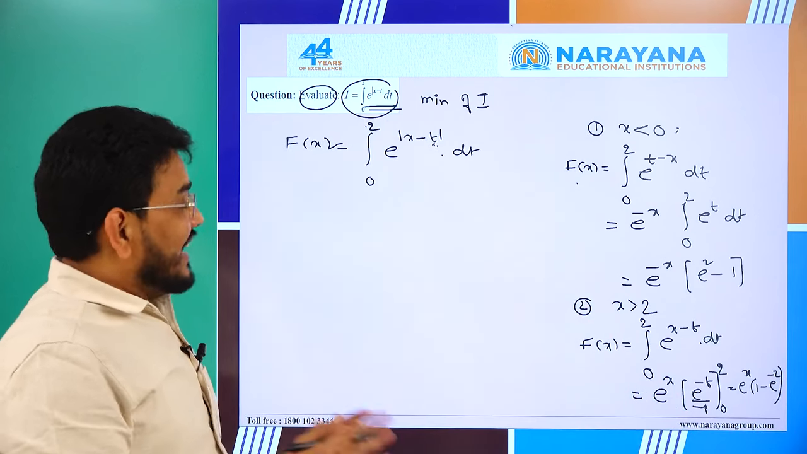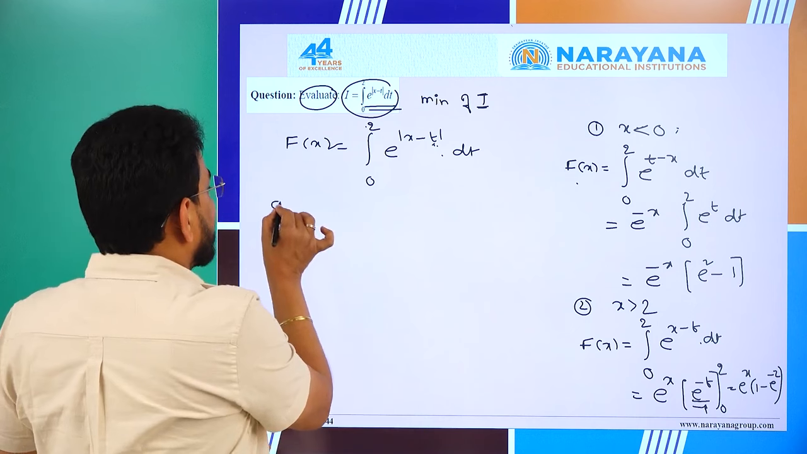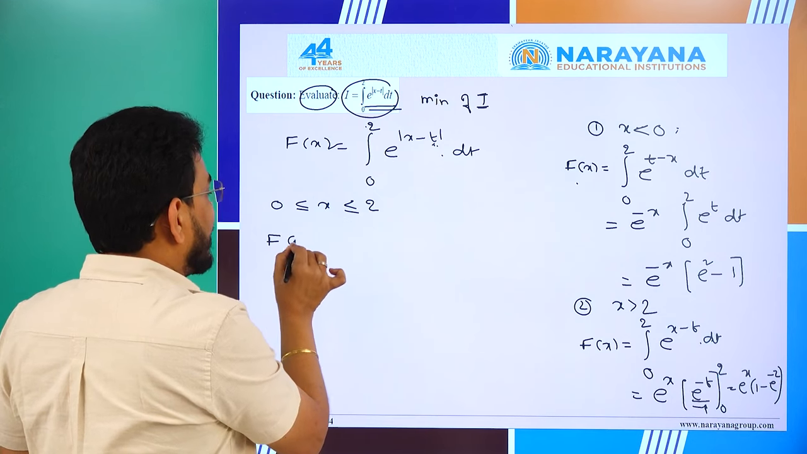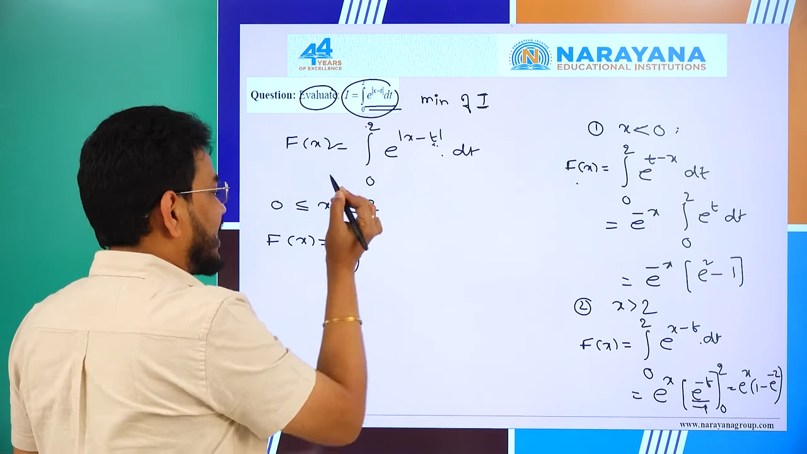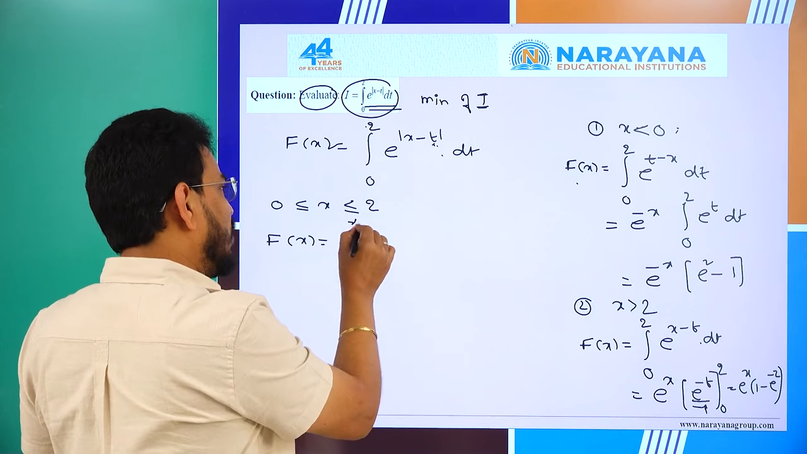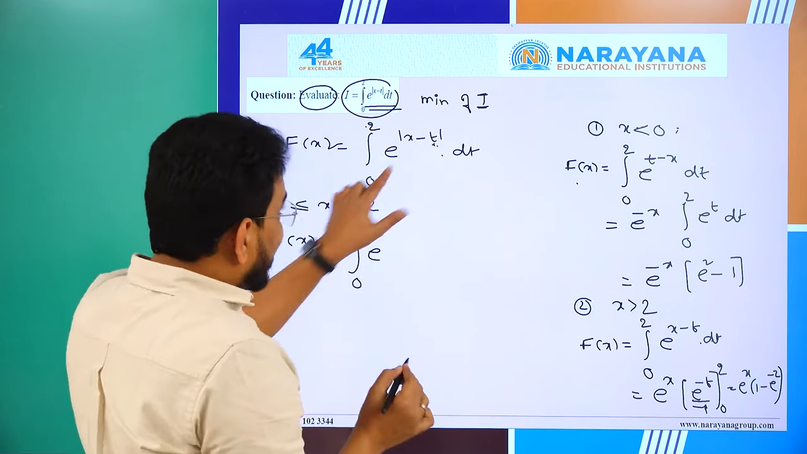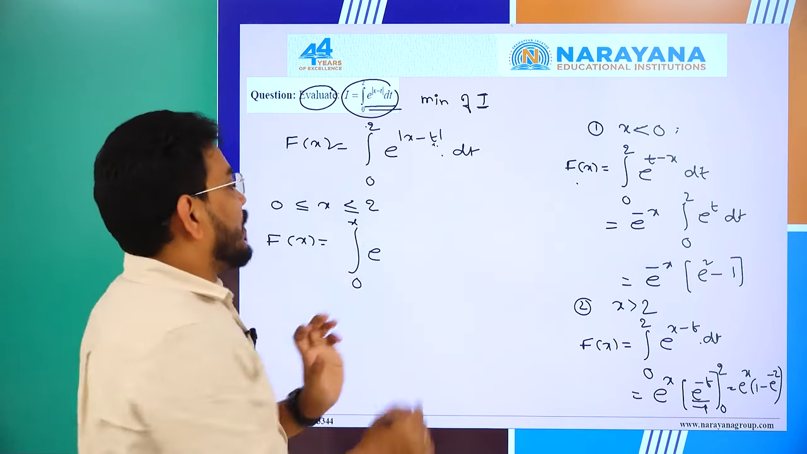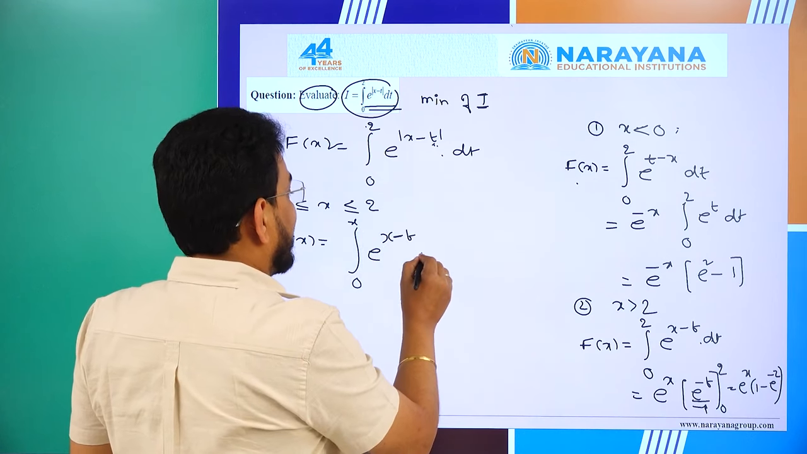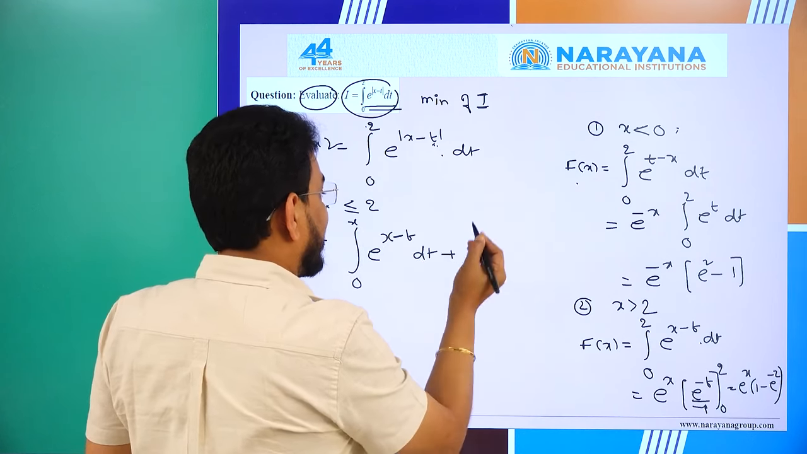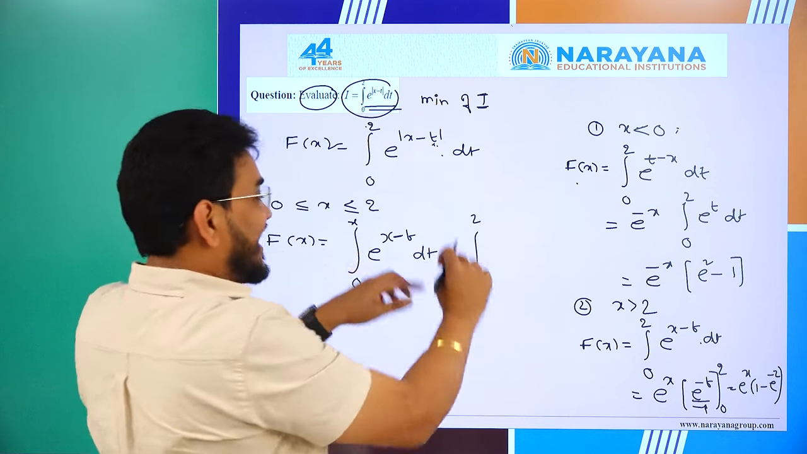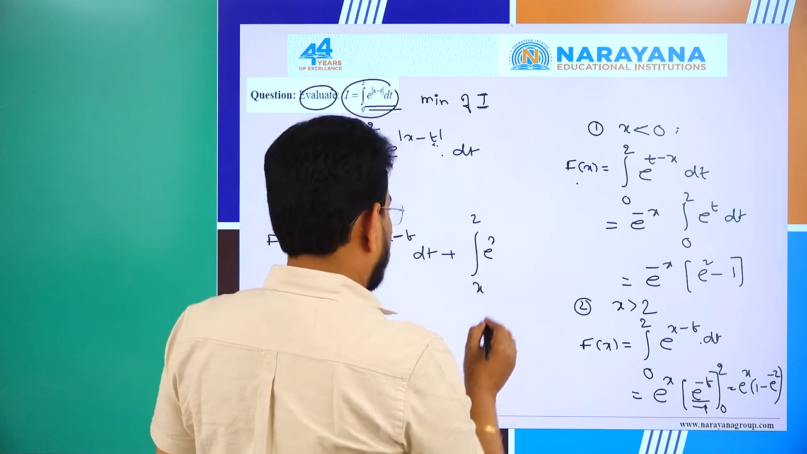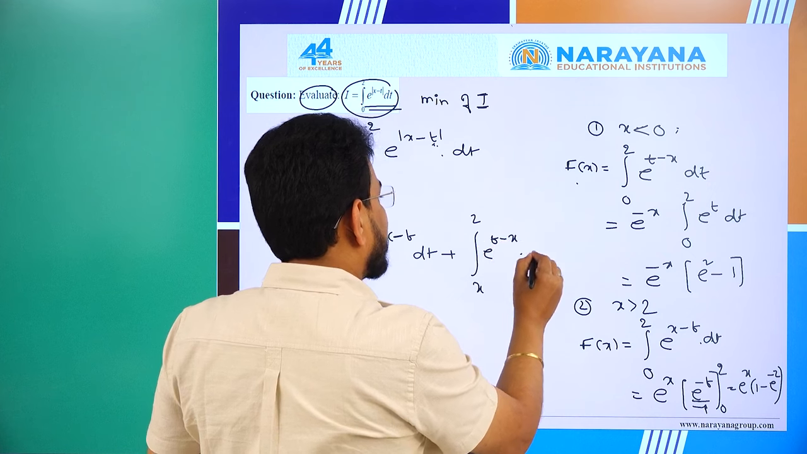Okay. Now the critical step is 0 less than or equal to x less than or equal to 2. So what we will be doing, f of x is equal to integral 0 to x e power, so t lies between 0 to x. So that means x minus t is positive, e power x minus t dt, plus integral x to 2. So t is more than x, so it is e power t minus x dt.